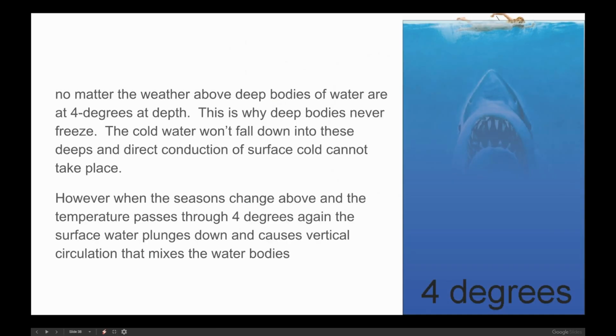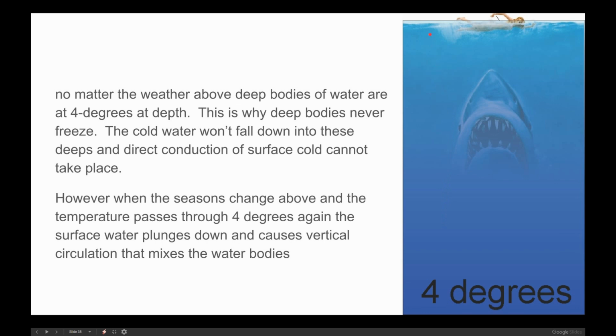So this means no matter the weather above, deep bodies of water are at 4 degrees at depth. And that is why they never freeze. The ice that accumulates on the surface is floatier and won't fall to the bottom. And this means the ice layer in winter actually insulates like styrofoam on the lid of a beer cooler and prevents the lower water from freezing. Okay? And cold and heat simply cannot conduct through all that water. It would take forever. It's a massive insulating blanket.